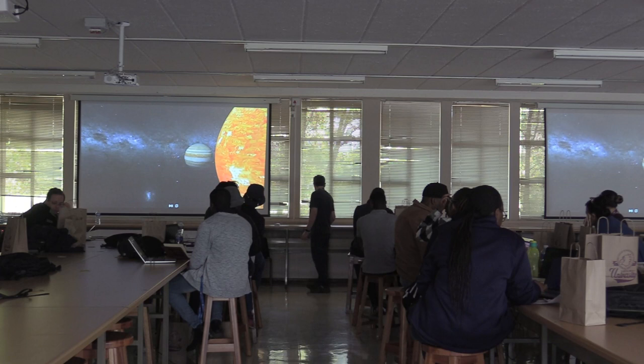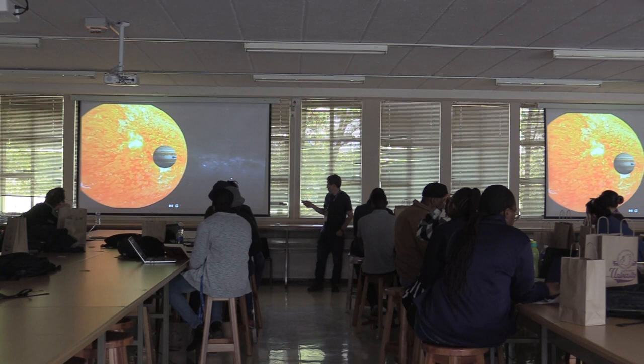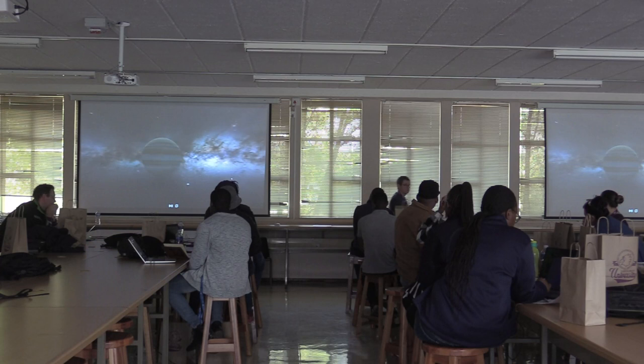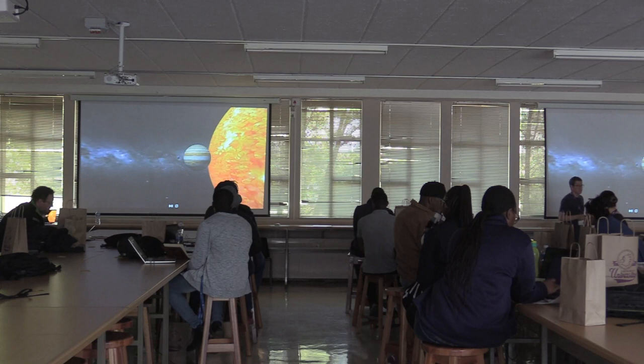And you can see that the Earth is kind of pathetic, and you can actually fit 1 million Earths inside the Sun. The radius of the Sun is about 700,000 kilometers. The radius of the Earth is only 6,380 kilometers.